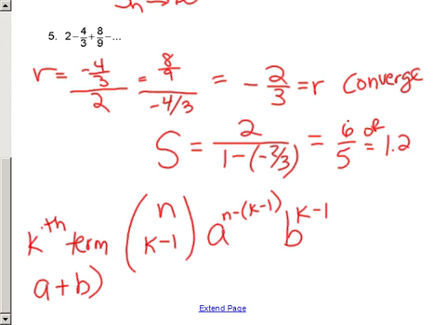Like if I give you a plus b to the n, something like that, and I say find the 12th term, like that. With this, you can also use, I'll show you. This, you can also use Pascal's triangle. You don't have to use that.